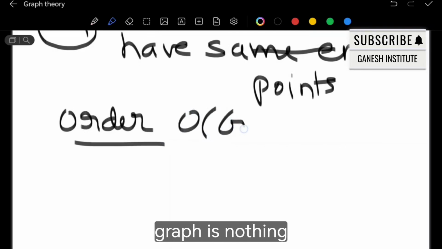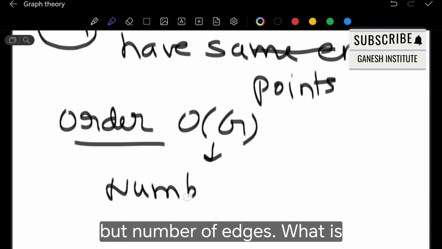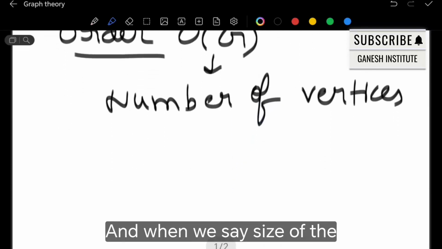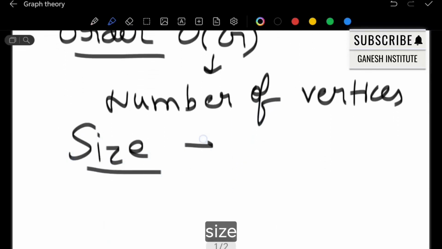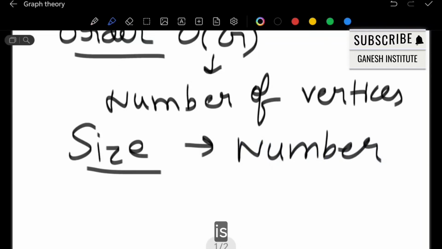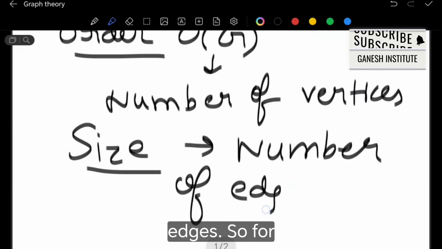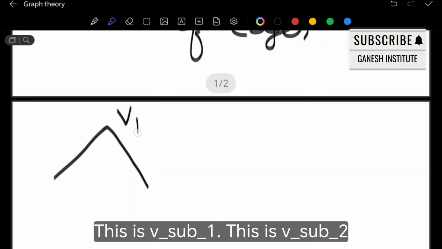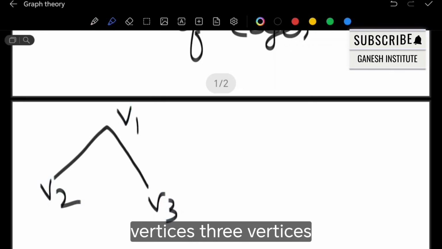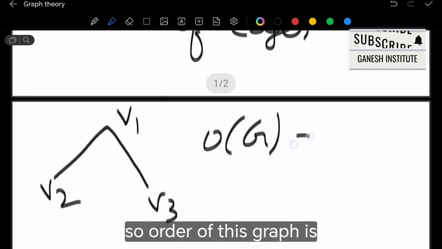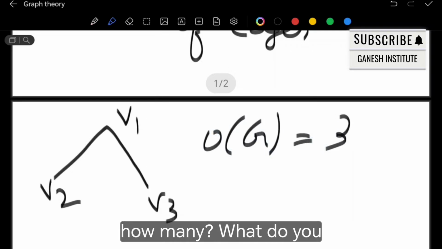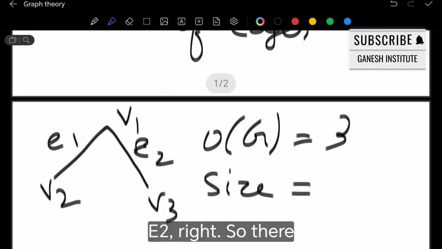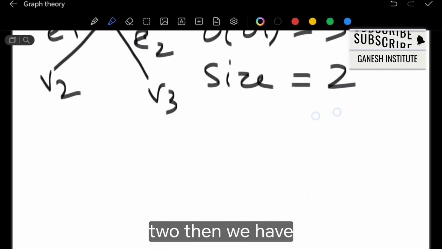All right. Now, what do you mean by order of a graph? Basically, order of a graph is nothing but the number of vertices. And when we say size of the graph, the size is defined as the number of edges. So for example, if I have created a graph for you, this is V1, this is V2, V3. How many vertices are there? 3 vertices. So the order of this graph is 3. And what is the size of this graph? How many edges are there? E1, E2, right? So there are 2 edges, so the size of this graph is 2.